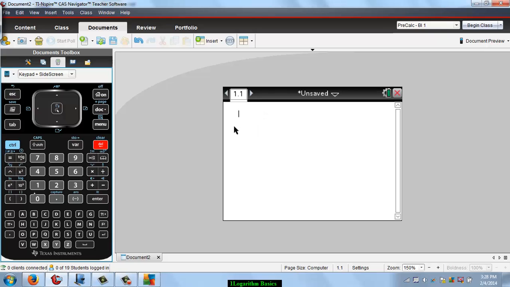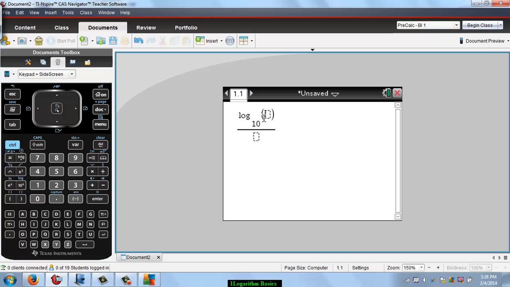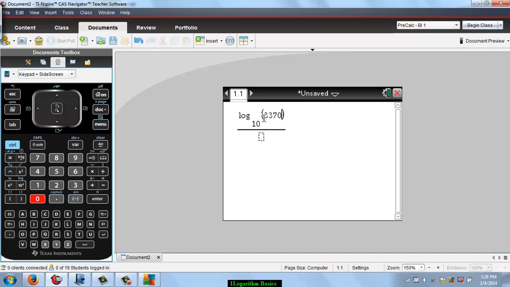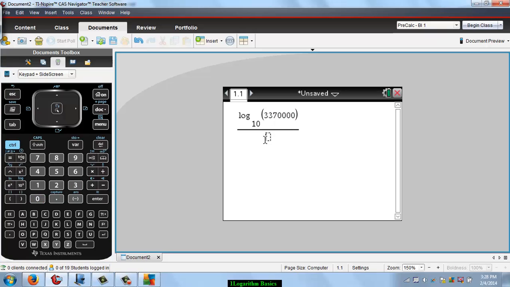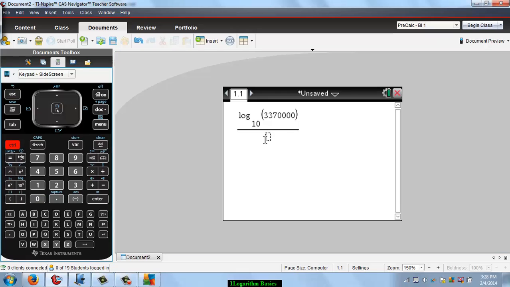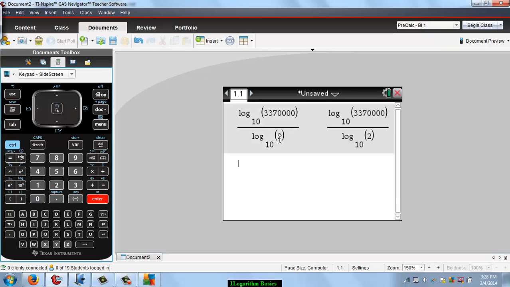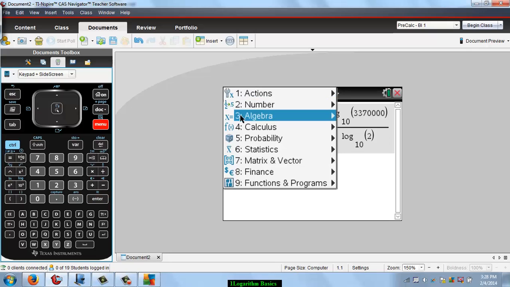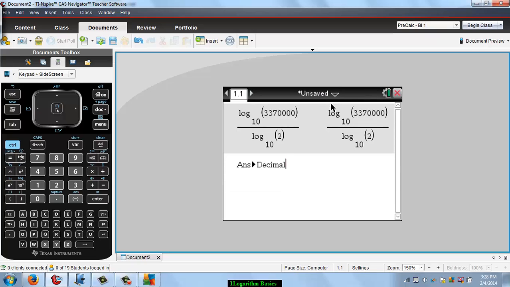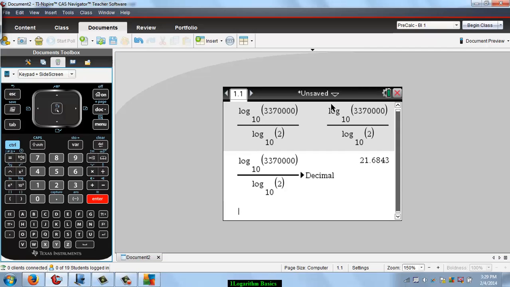So if I wanted to do that in my calculator, I'd do the fraction button first, and then I would do the log button. So I do log right here, base 10 because that's what it is, of 3,370,000. Then down here I have to divide it by log of 2, so I do the same thing, and they don't tell you the base, so it's understood that it's 10. Of 2, and then I hit enter. I have the CAS version, so I have to have my number be a decimal. Yours won't do that. So it comes out to be 21.6843.